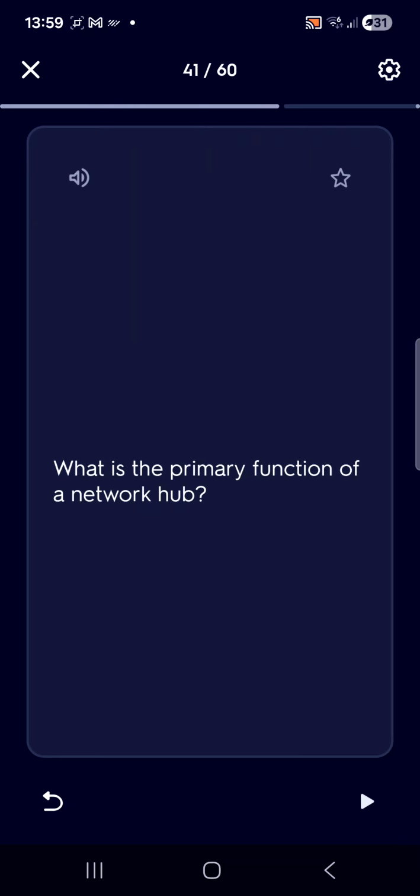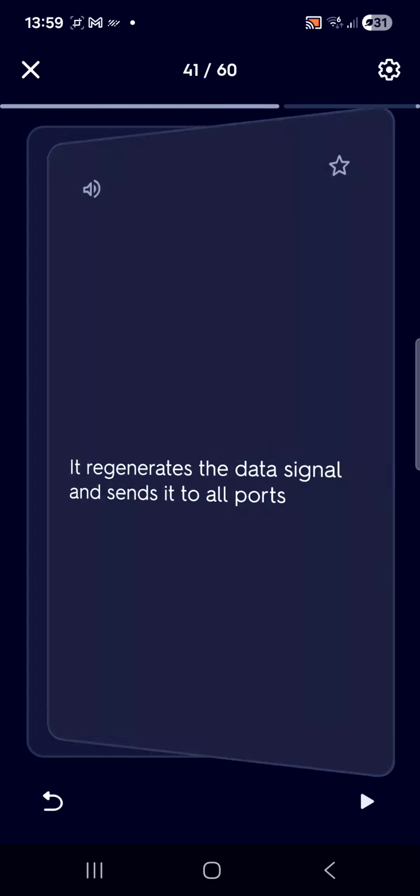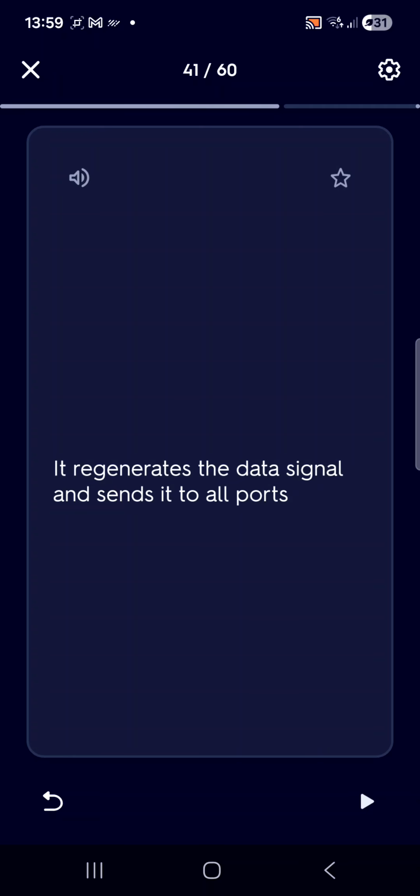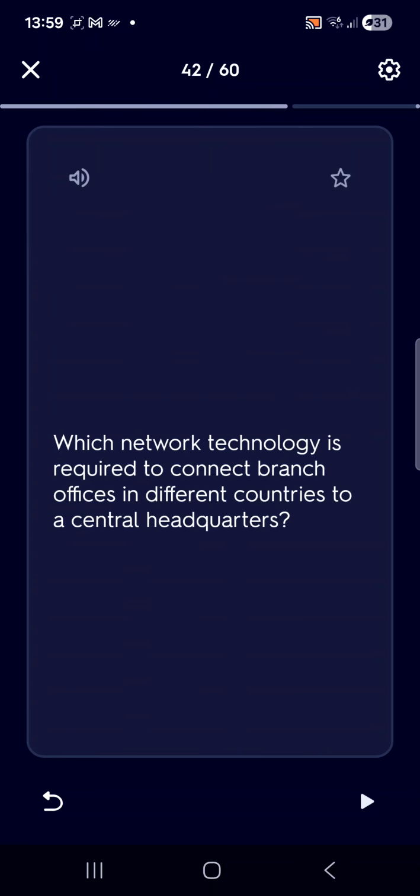What is the primary function of a network hub? It regenerates the data signal and sends it to all the ports.